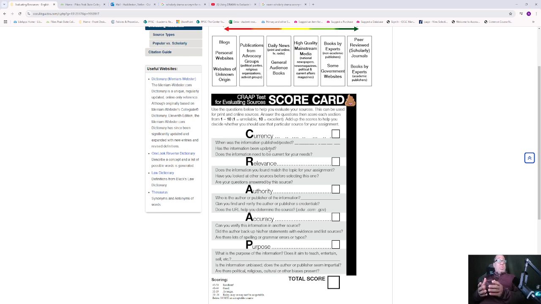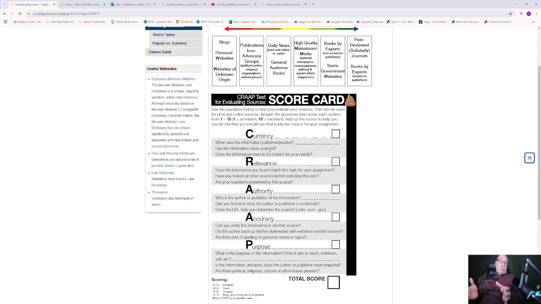And then what's the purpose? Why was this written or published or filmed? If you're looking at, say, a documentary, was it to educate? Was it to sell you something? Was it to entertain? Does the information seem like it has a particular bias or slant? And this can come in many different ways when you're thinking about the way something is done.